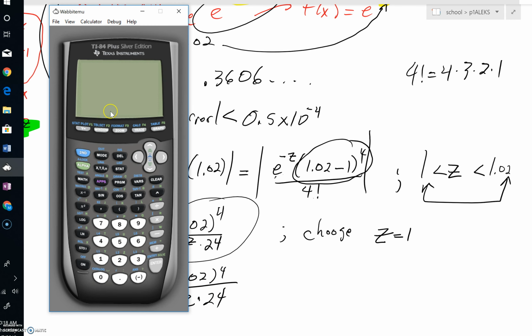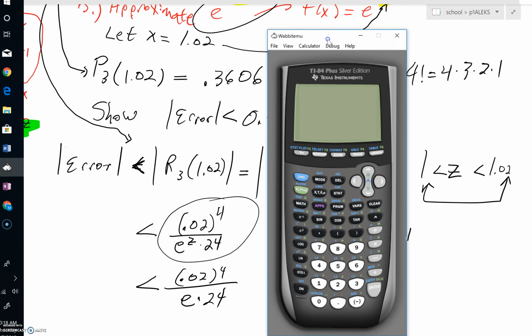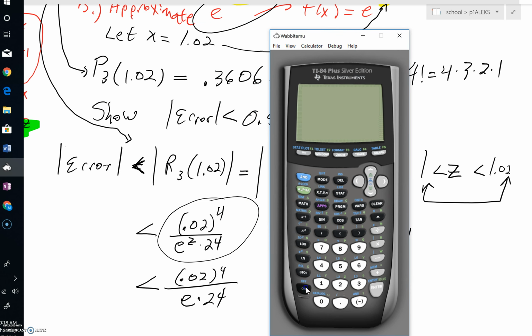Now, here's the thing, guys. We can real quickly work this out. If we turn this on, we can say, well, let's just go ahead and take 0.02 to the 4th. And then I'm going to divide by, well, I need an e. By the way, if you just need a single e, you can go second divide if you wanted to, times 4 factorial, which is 24. And let's see what we get.